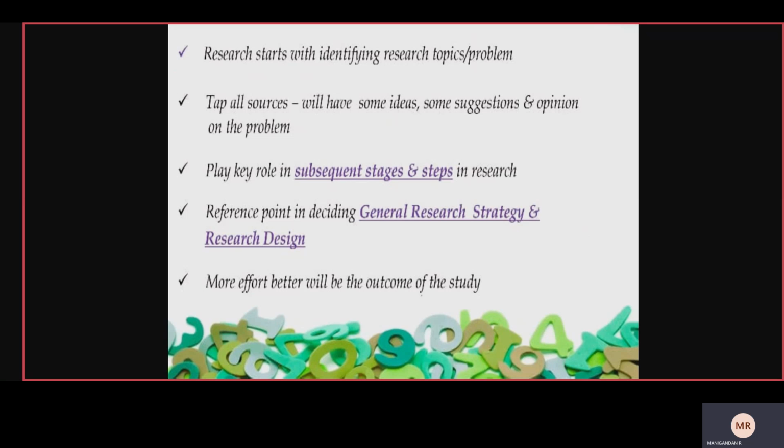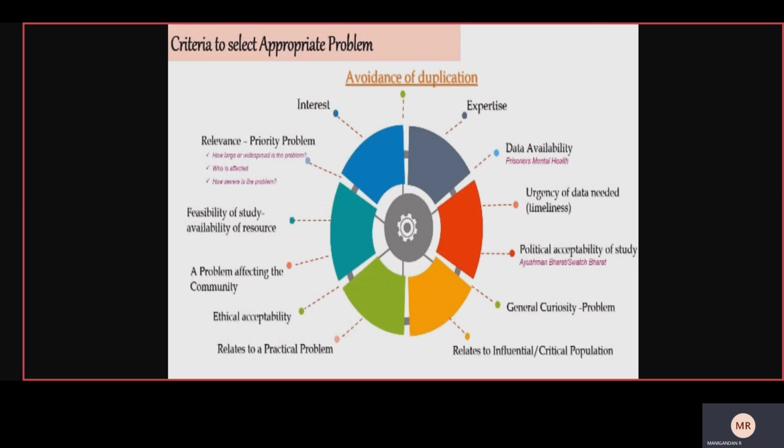Criteria to select an appropriate problem: avoidance of duplication. As I already told you about the duplication problem, next is interest. Based upon your interest, for example, if you are in marketing, general management, or HR, you need to decide each and everything. If you have a marketing problem, you go for the marketing oriented. Then the relevance and priority of the problem. And next is the feasibility of the study, the availability of resources. What resources do we have available?